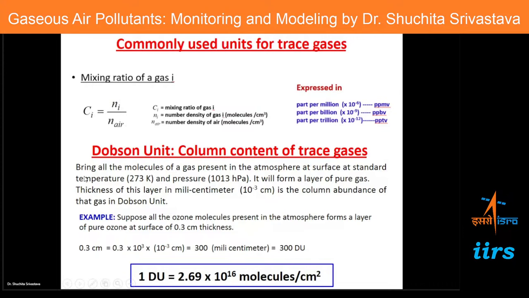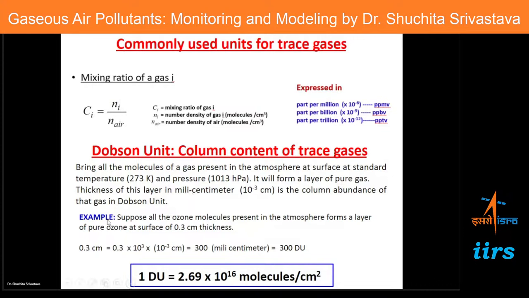Now another unit is for the column content of trace gases, that is the Dobson unit. If we bring all the molecules of a gas present in the atmosphere to the surface at standard temperature and pressure, then it will form a layer of pure gas, right? The thickness of this layer in millicentimeter is the column abundance of that gas in Dobson units.